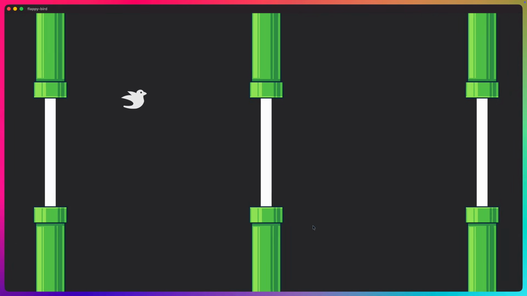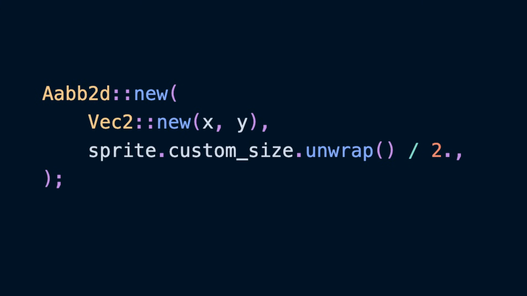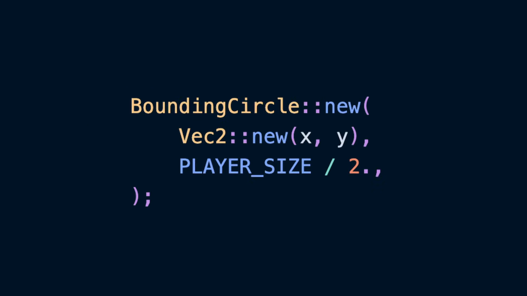For boxes, we'll use the AABB2D struct, and for circles, we'll use bounding circle. Both of these types are regular structs that can be created for very little cost on the fly every frame. And AABB2D has a new function that accepts an XY position in the world and the half size of the box. The half size is very important and is slightly different than the way that we define, say, the custom size on a sprite. It is, however, exactly what it says, half the size of the box it refers to. That leaves us with roughly this logic for creating new AABB2Ds, which takes our sprite's custom size and divides it by 2. The bounding circle is the same, but accepts a radius in the second argument instead.